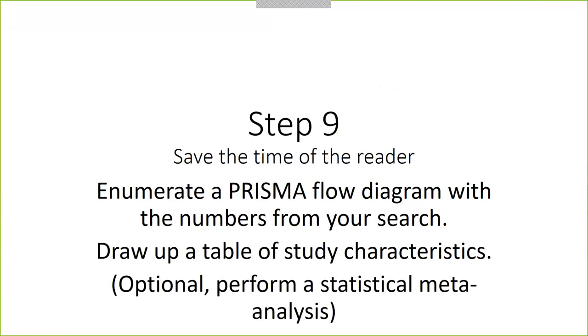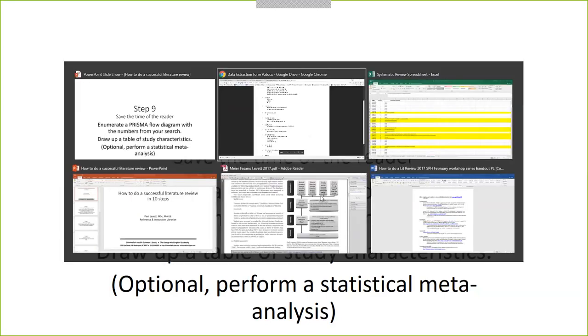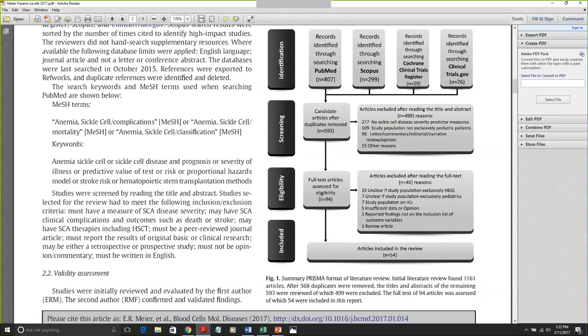If you are doing a systematic review because you have a very clinically focused question, then it might be possible for you to do a statistical meta-analysis. But again, this is purely optional and not something that you need to do. It really just depends on the type of review that you wish to do. So with that said, let's see if we can see an example of this.